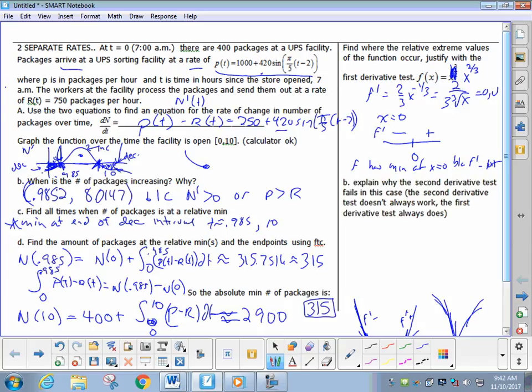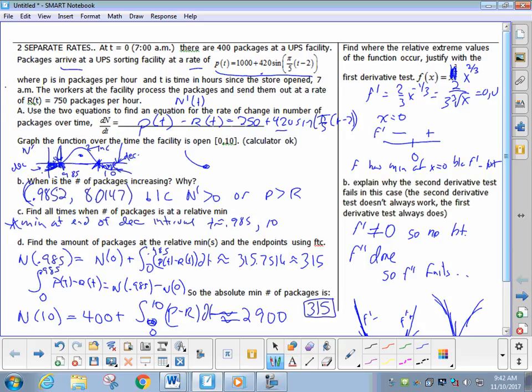First derivative test works. Second derivative test will fail because, first of all, the first derivative is not equal to 0 anywhere, so there's no horizontal tangent. And furthermore, the second derivative doesn't exist, so the second derivative test altogether just falls apart, and it's only the first derivative test that works.